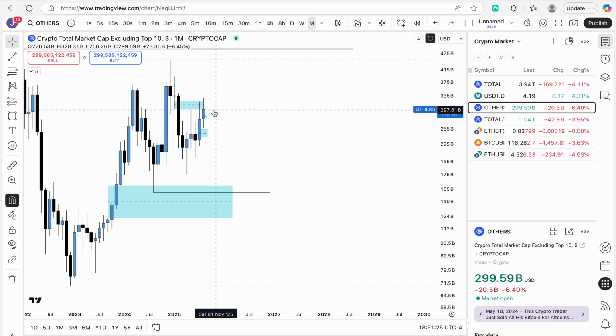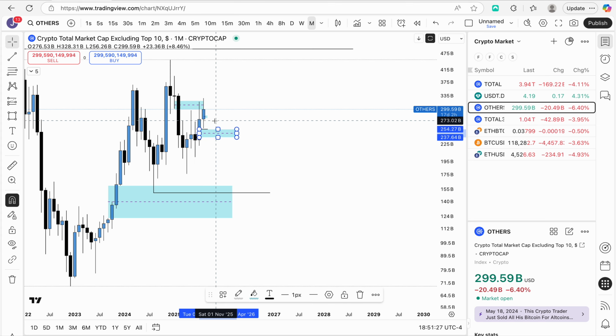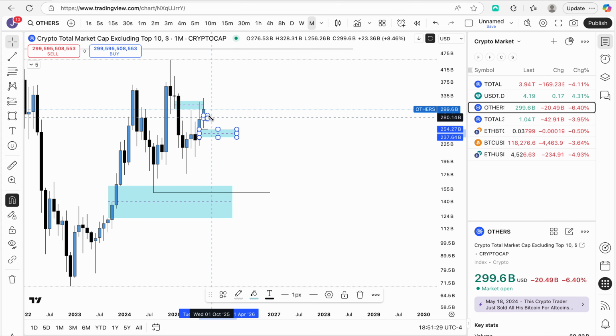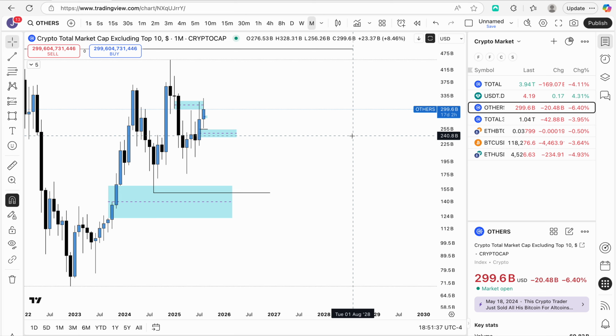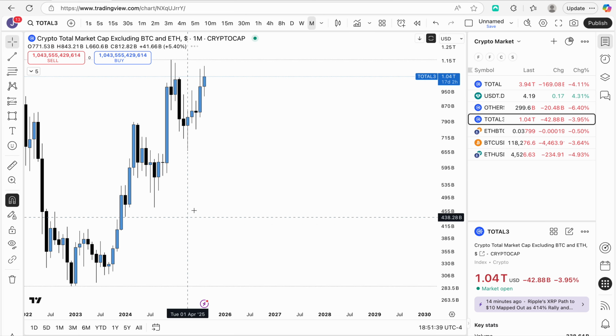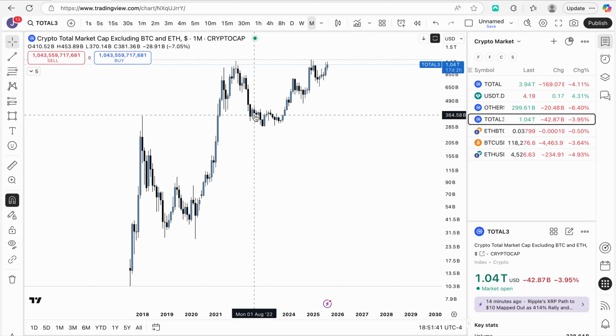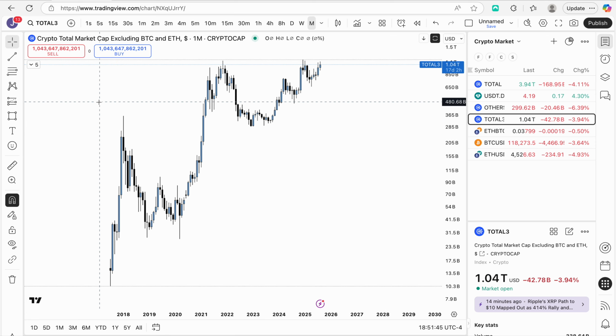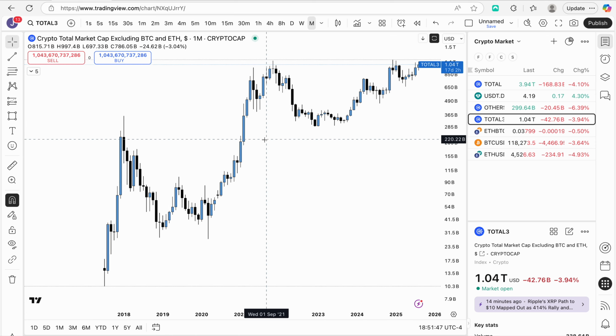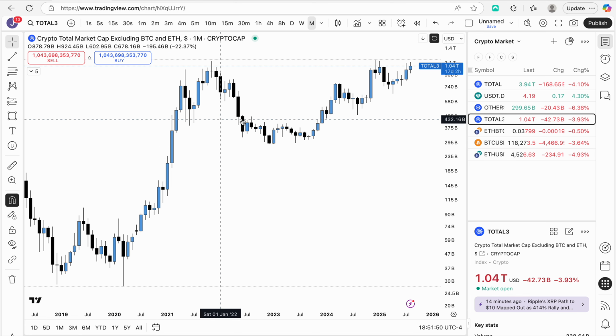See, on a monthly time frame, these are the two areas I was looking at. They look minuscule, but that's because it's the monthly time frame. On the monthly time frame, going from here to here looks like nothing, big whoop. Just remember where we're going, right? Total 3 is the total crypto market cap excluding Bitcoin and Ethereum. So it's just the top 3 and below.